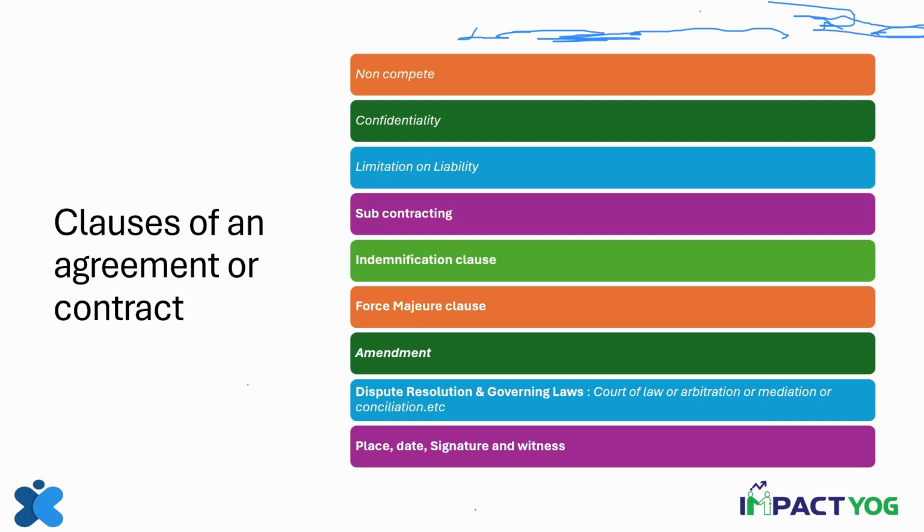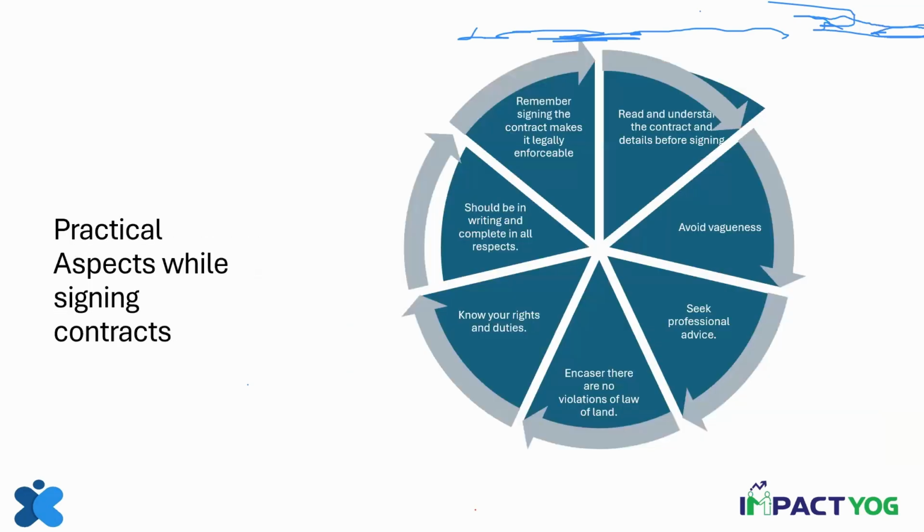Dispute resolution: what will be the mechanism? Arbitration, or will it go to court? What will be the governing laws? Which state's laws, whose geographical laws, will apply? Place, date, signature, and witness. So these are some of the clauses in an agreement that you'll have to look at. Now, what are the aspects that you need to look at?